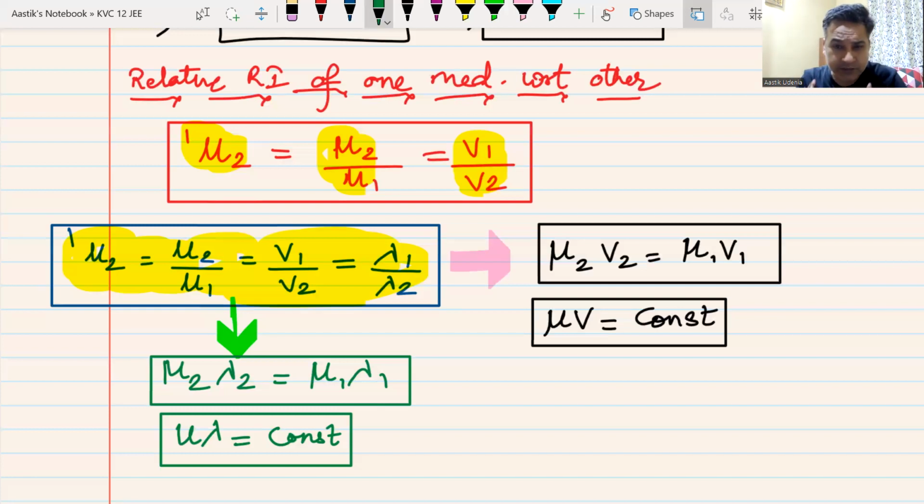Rarer medium means medium where speed of light is more. So what about the refractive index? It would be less. Less, for rarer mediums.